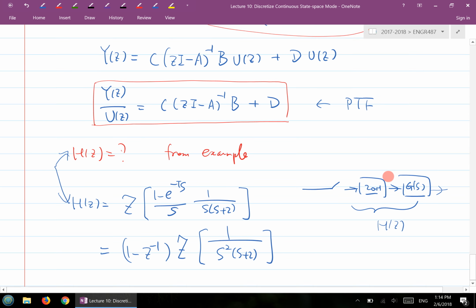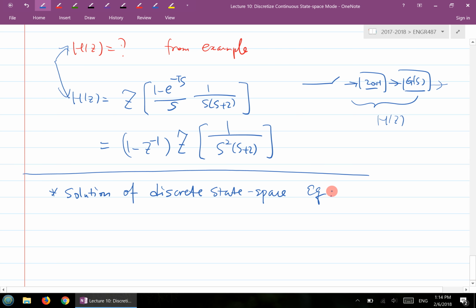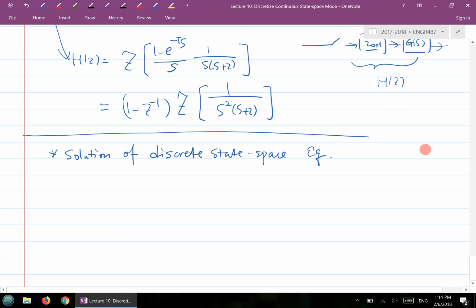All right, so let's continue from here. Now let's look at the new topic. It continues along the line of the discrete state space model. So the next topic is about the solution of a given discrete state space equation. So what's a solution? Essentially, what we're talking about here is, here is your state equation.